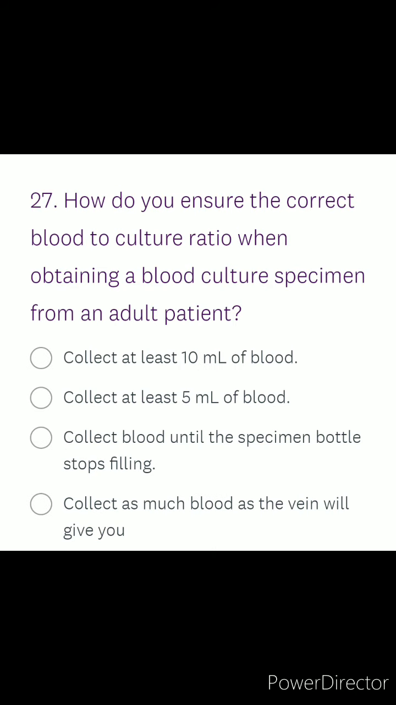Question number 27. How do you ensure the correct blood to culture ratio when obtaining a blood culture specimen from an adult patient? Option A, collect at least 10 ml of blood. Option B, collect at least 5 ml of blood. Option C, collect blood until the specimen bottle stops filling. Option D, collect as much blood as the vein will give you. So the right answer is collect at least 10 ml of blood. That is, option A is the right answer.